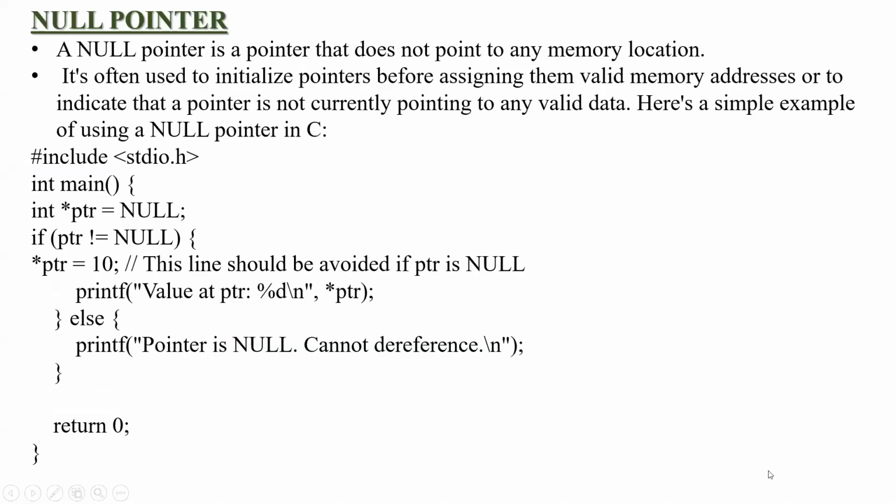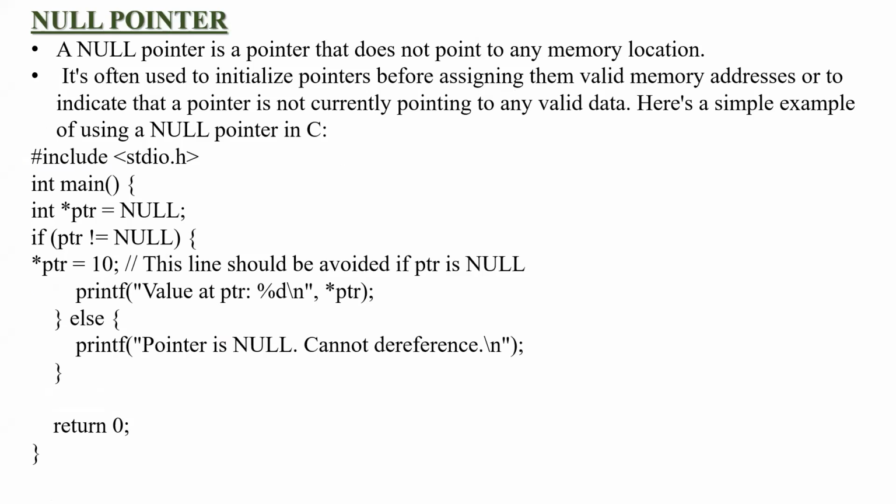Okay, now let's see some of the types of pointers. The first one is the null pointer. A null pointer is a pointer that does not point to any memory location. It's often used to initialize pointers before assigning them valid memory addresses, or to indicate that a pointer is not currently pointing to any valid data. Here is a simple example of using a null pointer.